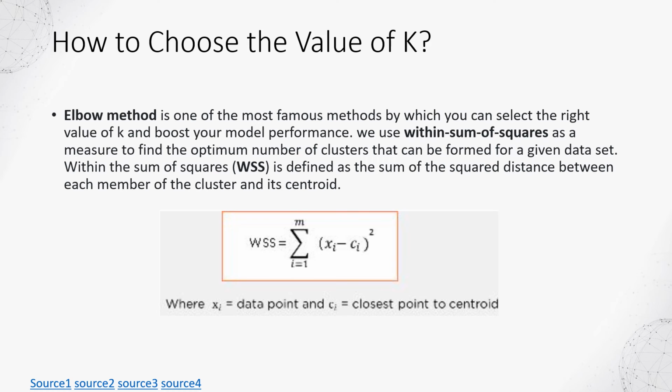Okay, now we know how the k-means clustering algorithm works. But another question is, what is the optimized value for the number of clusters? How should we choose the value of k? One of the common methods for finding the value of k is called the elbow method. The elbow method uses the within sum of squares as a measure to find the optimized number of clusters. Within sum of squares is calculated as the sum of the squared distances between each member of the cluster and its centroid, which is shown in the function below.